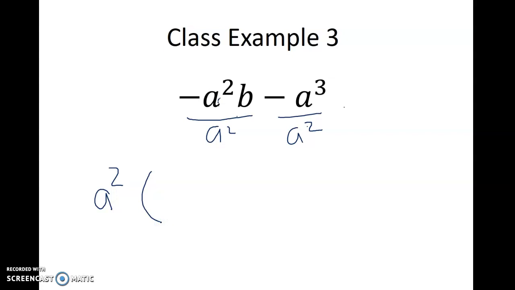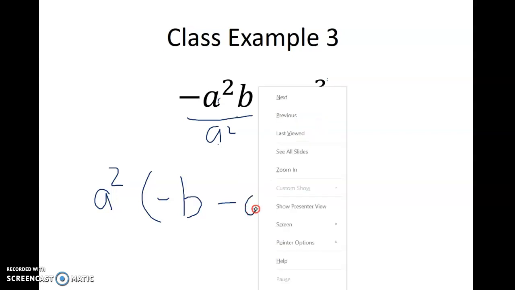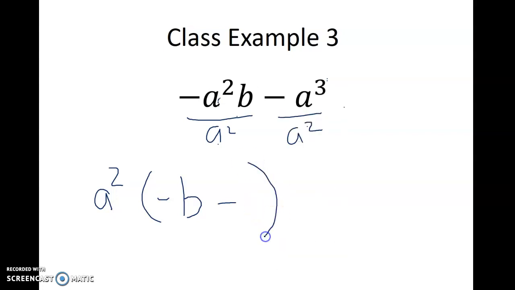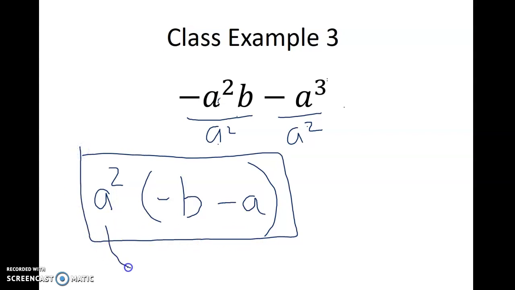A negative divided by a positive is a negative. A squared divided by a squared, there are no a's, but there is a b. A negative divided by a positive is a negative. A cubed divided by a squared is 1a. And that's my answer. Again, if I were to distribute back, a squared times negative b is negative a squared b. And then a squared times negative a is negative a cubed. That's how you check it.